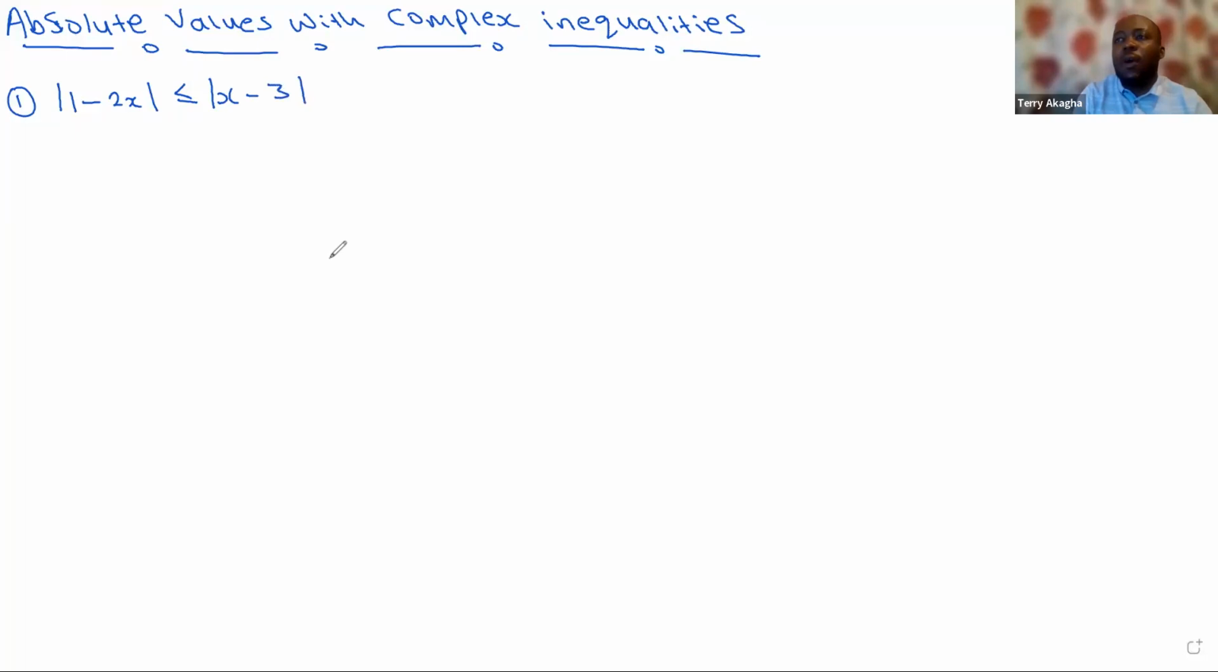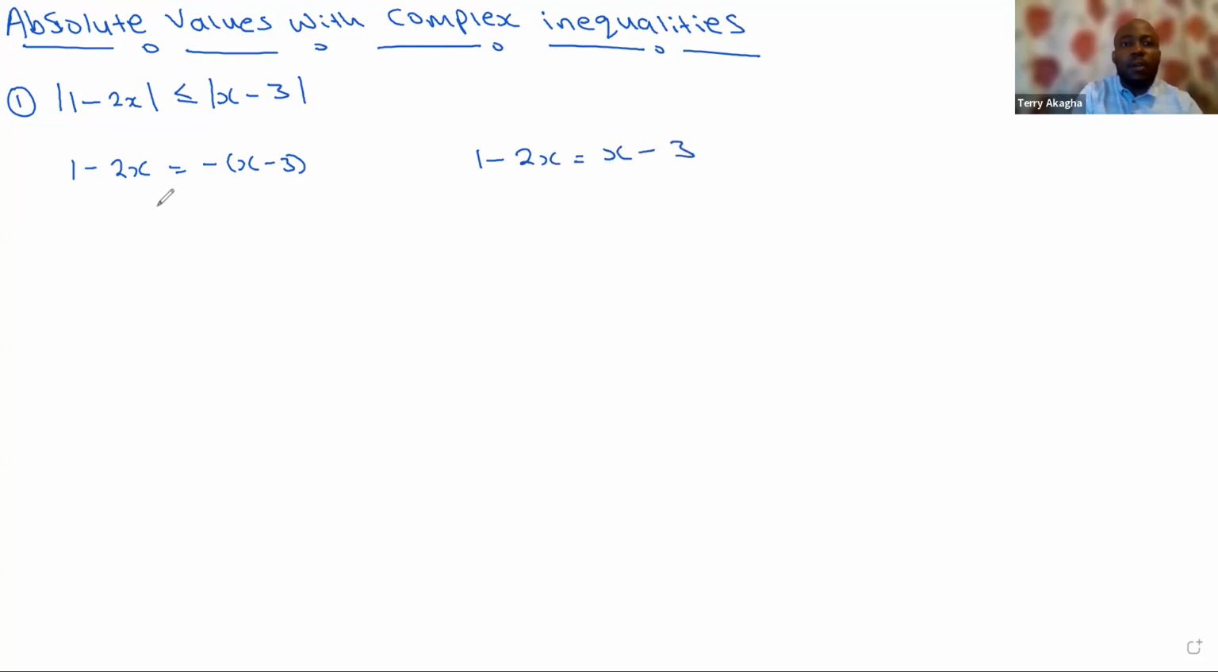All right. And we're told to solve this question. So what do you do? The first thing, as usual, remember the 5 rules. If you watch the previous videos, you see the 5 rules and the 5 steps. The first thing is to equate the right-hand side to both positive and negative. So it's going to be 1 minus 2x equal to minus (x minus 3), and 1 minus 2x is equal to x minus 3.